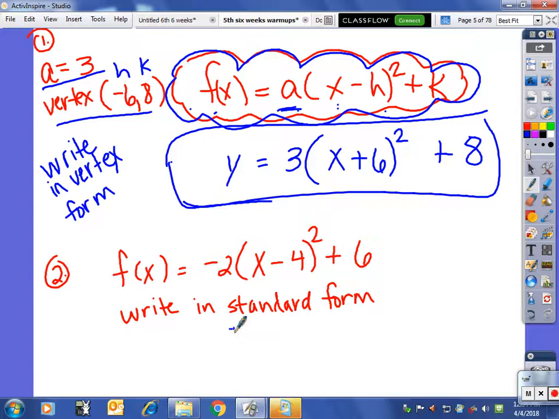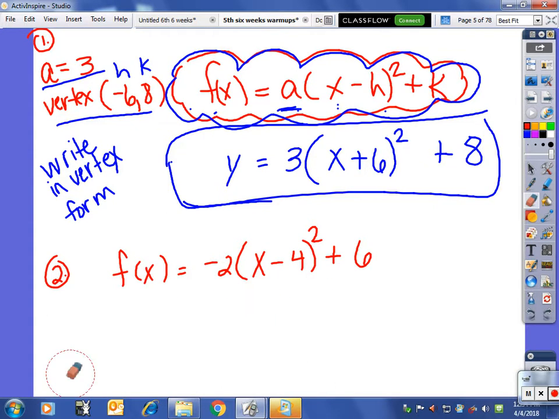And we did this Monday. Remember? This is already in vertex form. Can you tell me what the vertex of this parabola is on number 2? 4, 6 is the vertex. That's one of the values of this form. You can tell what the vertex is by looking at it. And the value of A was negative 2.